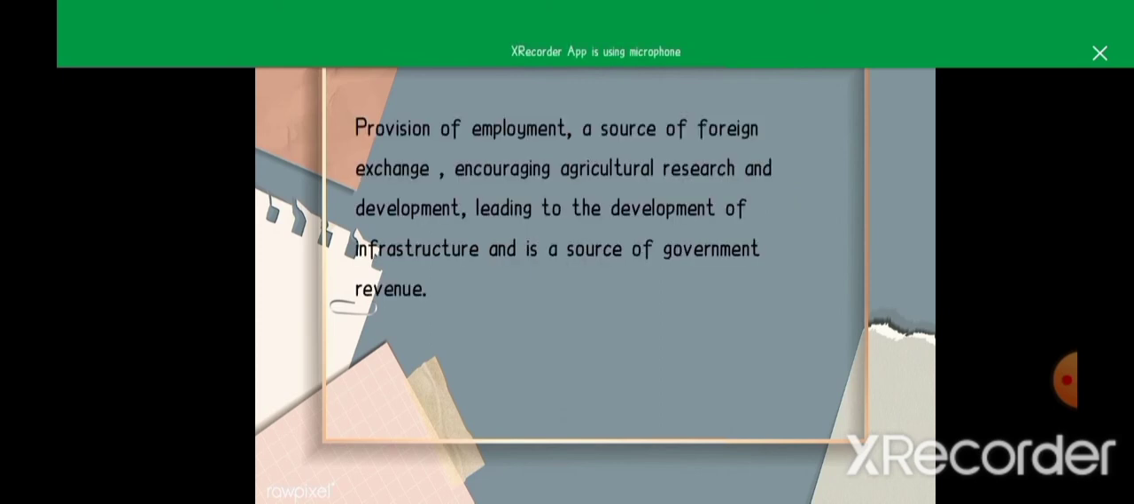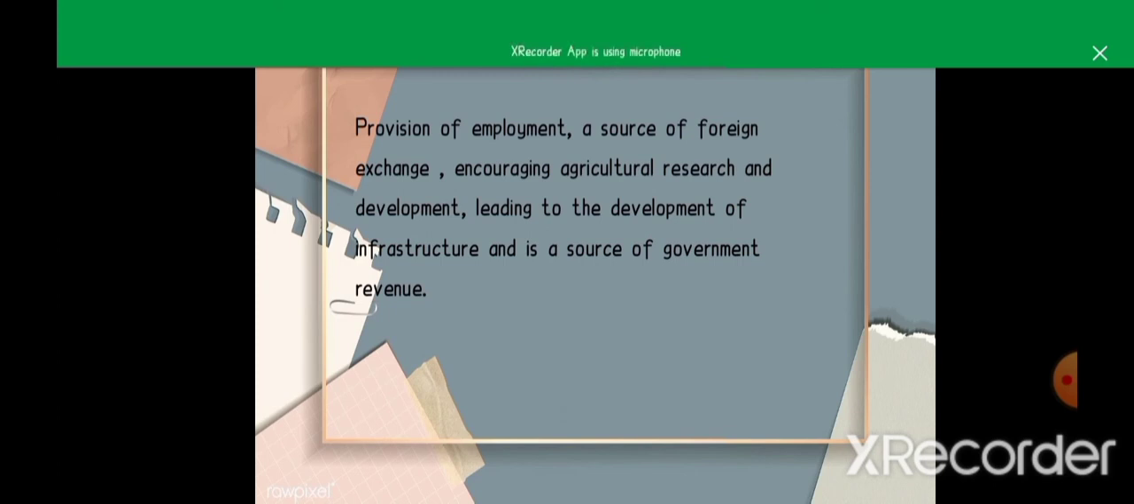What are the benefits of the plantation? Provision of employment, a source of foreign exchange, encouraging agricultural research and development, leading to the development of infrastructure, and a source of government revenue. Agroforestry practices support agricultural production. Yes, through its soil, crops and harvest, it helps improve water quality and air quality.